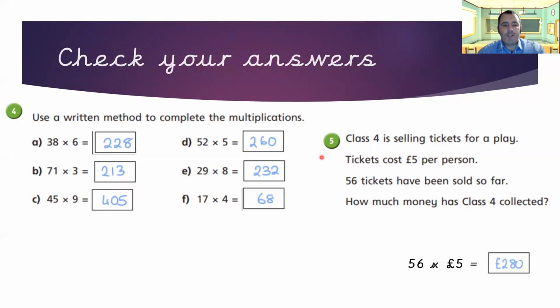Okay, I've got your answers here for you. Take a moment, pause the video if you need to, and check your answers. If you've got a few wrong, maybe go back, have another look over the method, make sure you've understood it. The reasoning question, we need to make sure, because we're talking about money, we've got it here, £5 per person, that we've given our answer in pounds and not just as the answer, or as the product even.